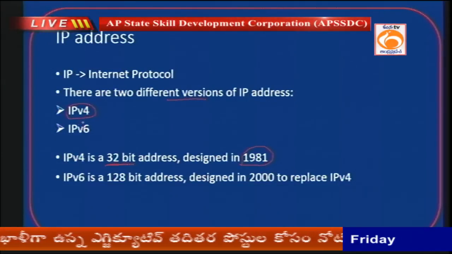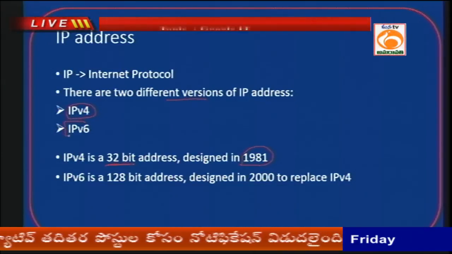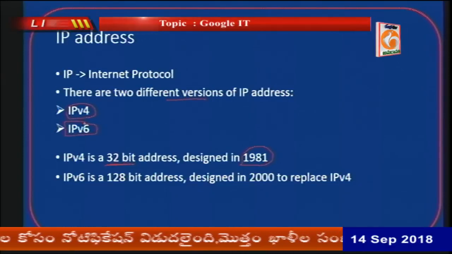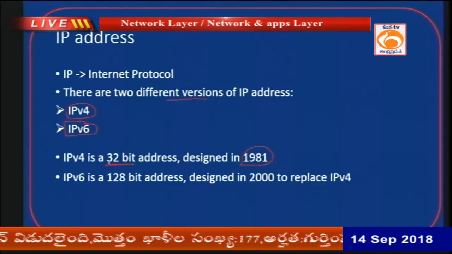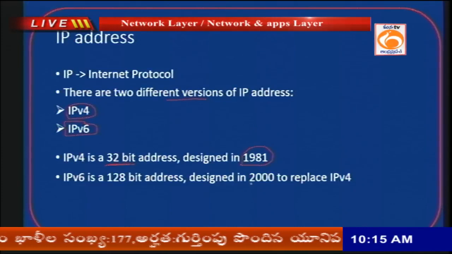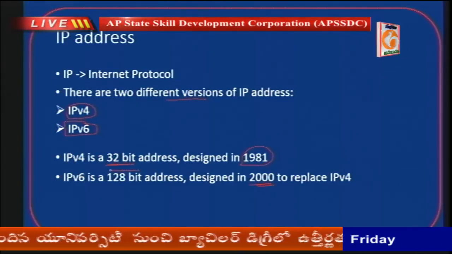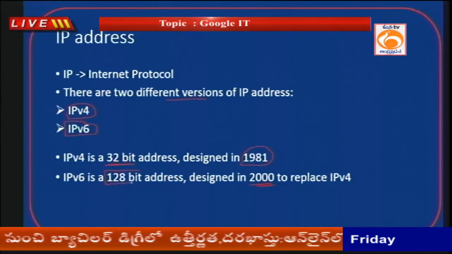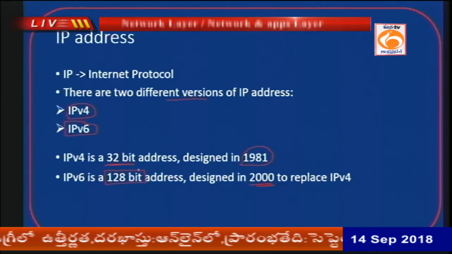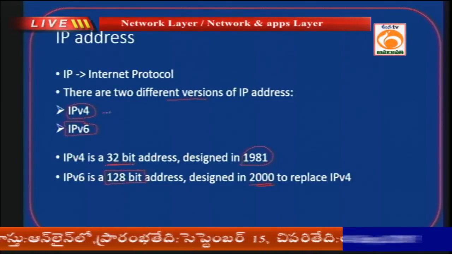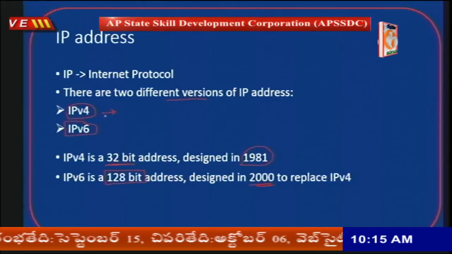And the next version of the IP is IP version 6, and this was introduced later on in the year 2000, and it comes with 128 bits. And the purpose of IPv6 was to address the depletion of the IPv4 addresses.